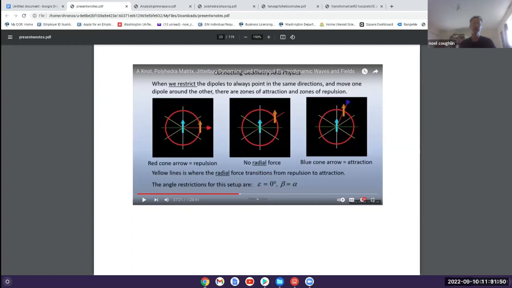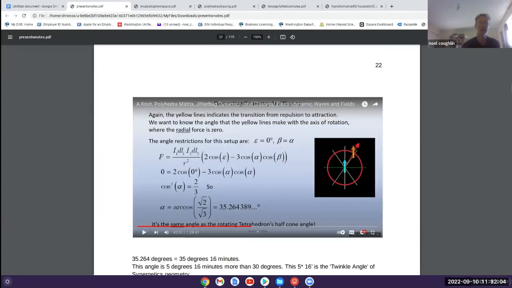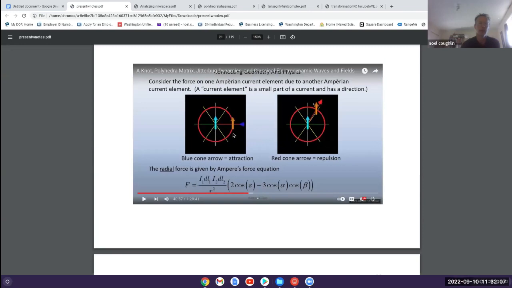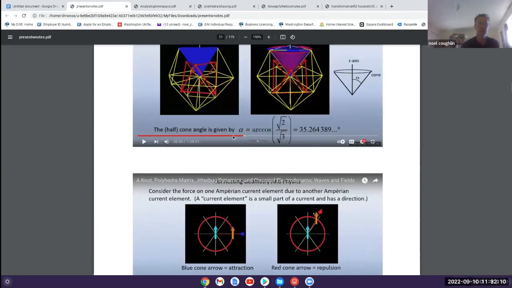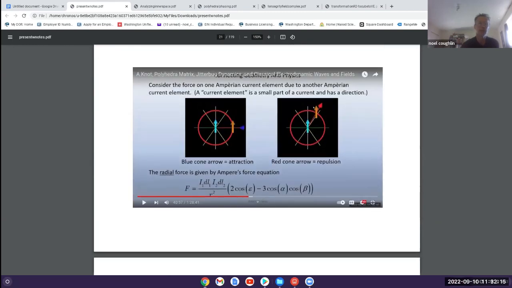When we restrict the dipoles, and you can use 2 little magnets to play this with yourself, 2 bar magnets, you can feel this zone of attraction starting and stopping. I want to go back for a second because I want you guys to notice something here. So, when these 2 Amperian currents are in this position, they're attracting each other. When they're up here, they're repulsing each other. And then right about here, they're in that neutral zone.